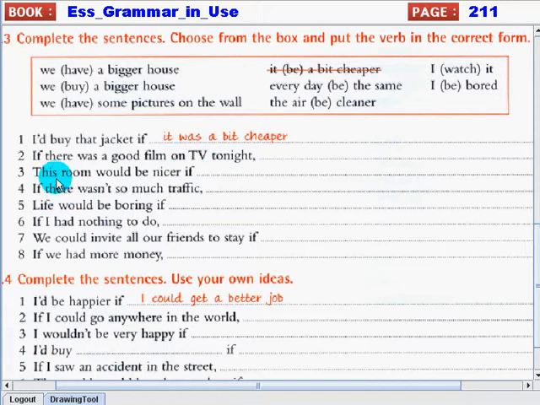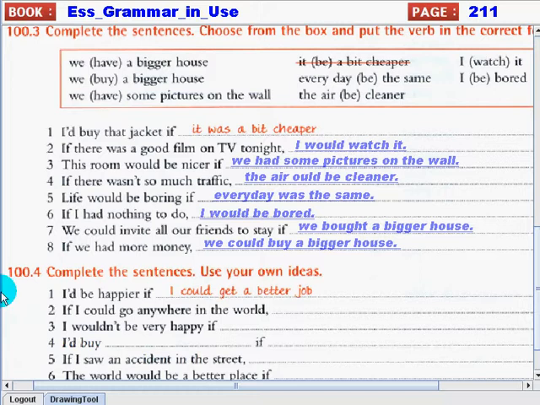Now, you have to do numbers 2 to 8 on your own. Pause this video for a while so that you can concentrate. Let's start now. Let's check your answers now. Number 2. If there was a good film on TV tonight, I would watch it. Number 3. This room would be nicer if we had some pictures on the wall.